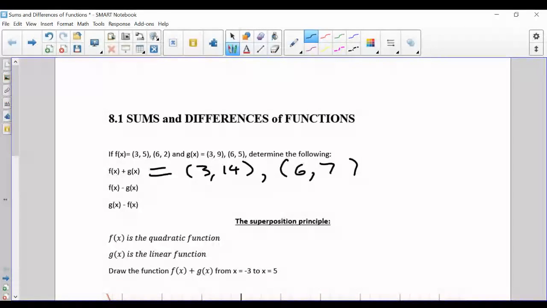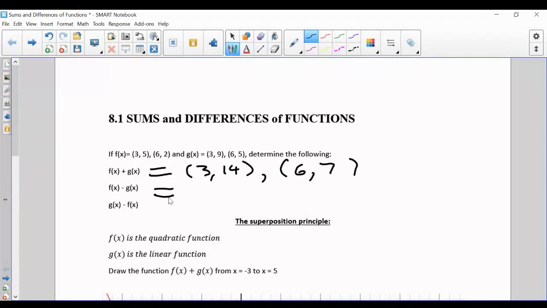So since 3 was with 5 and 3 was with 9, then 3 now is going to be with 14. That's the sum with those 2 points. The 6 was with 2 and the 6 was with 5, so the 6 is now with 7. So you're looking for the x values to be the same, then you can sum the y values. Okay? So that should give you a clue as to how to do the difference then.